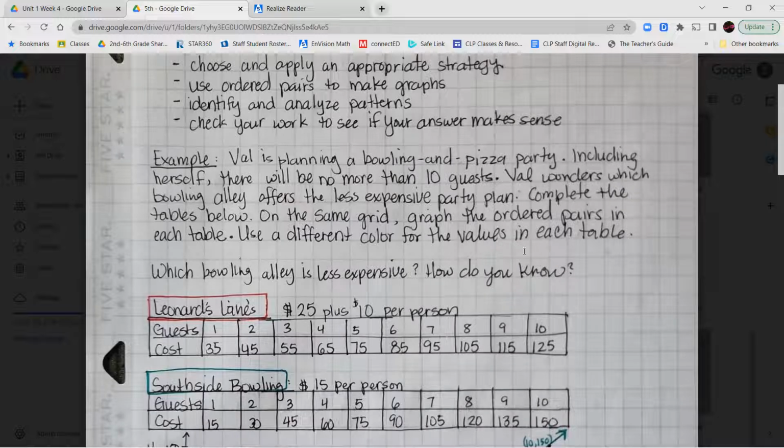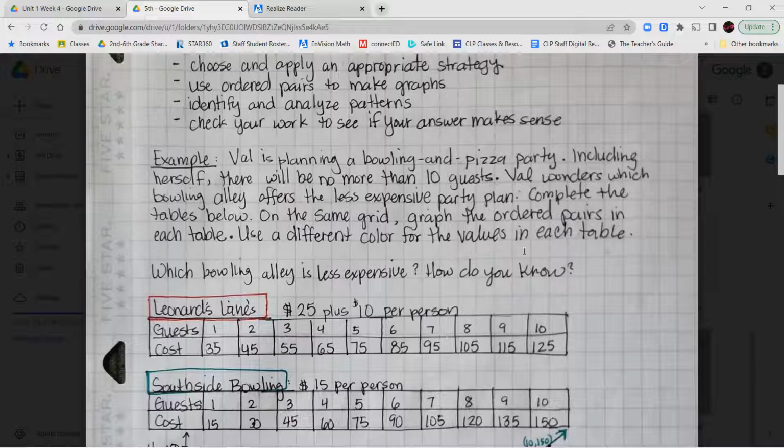So for Leonard's Lanes, they charge $25 plus $10 for each person. So you're starting at 25 and adding $10 for the first person. So your first guess is going to be 35. And then the next one, $10 more, 45. For the third guess, 55. For the fourth guess, 65, and so on until you get to 10 guests.